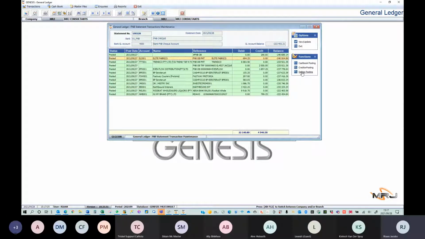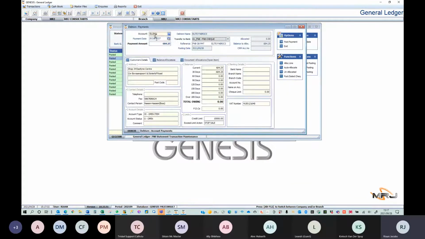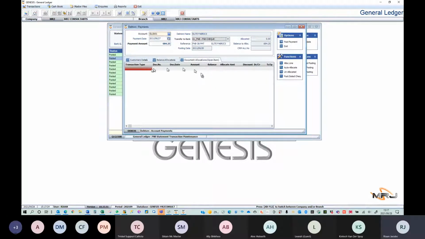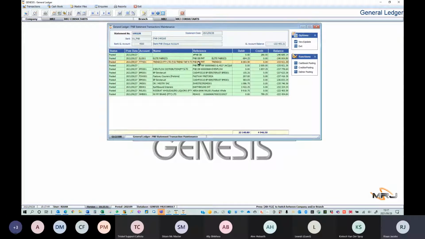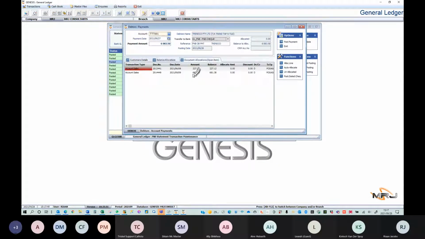If I go to data posting, it will bring up who the customer is and show me the invoices I can allocate. This one's already captured, so there's nothing outstanding, but it allows you to capture it to an invoice. I can click the invoice and say post payment. Let's see if this one is also up to date. Okay, there are 2 more invoices outstanding on this customer.